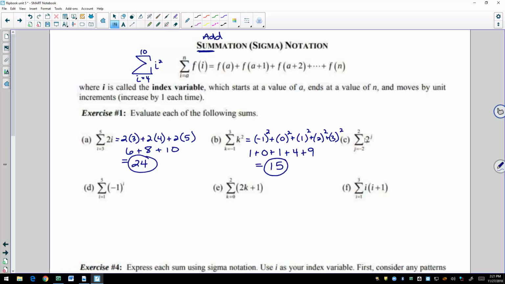The next one, you're taking 2 and you're raising it to the J power. Sorry for that.